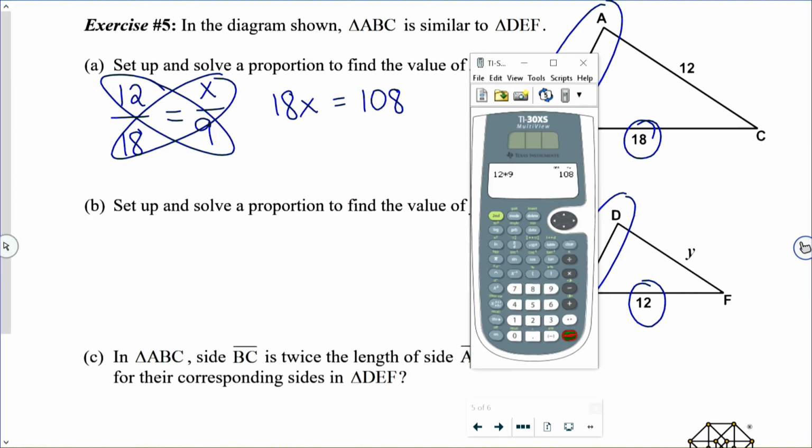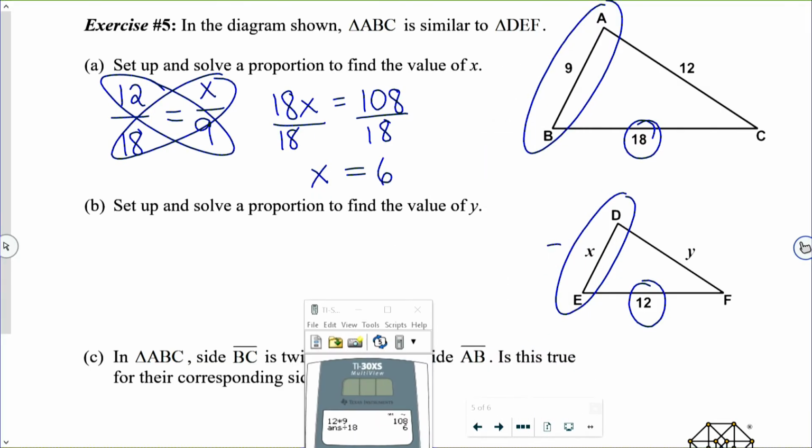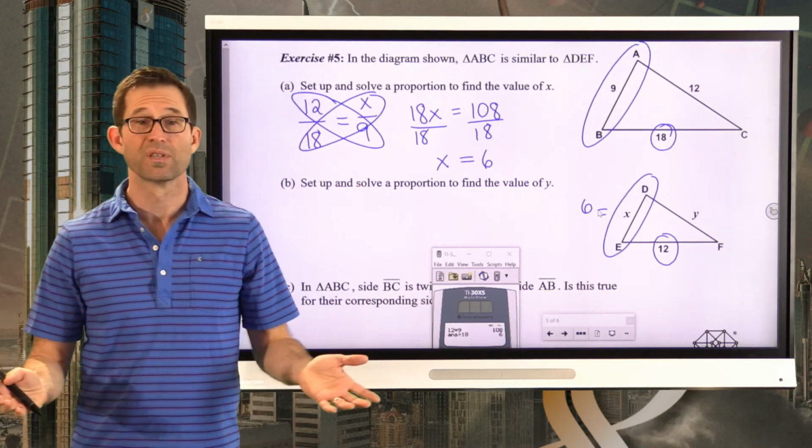And then the beauty is we just need to divide both sides by 18, and we're going to find x is equal to 108 divided by 18, x is equal to 6. All right, simple as that.